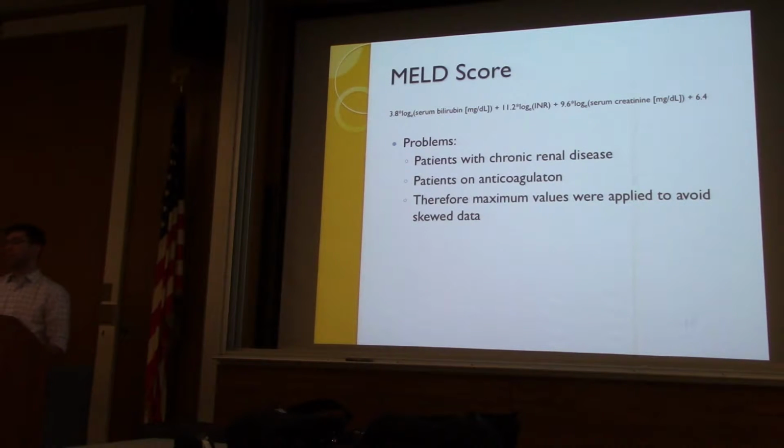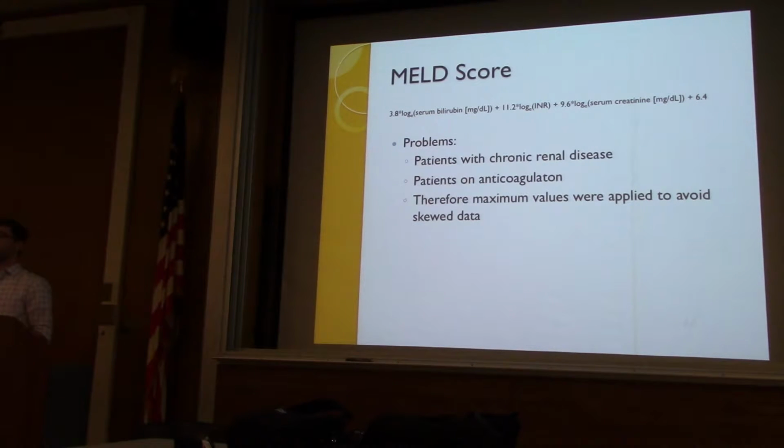Okay, and this is just what goes into the MELD score. The MELD score is really your bilirubin, your INR, and your creatinine. The problem with this score is that patients may come in with elevated creatinine, or they may be on anticoagulation, so they may have elevated INRs. And so the MELD score actually accommodates for this.